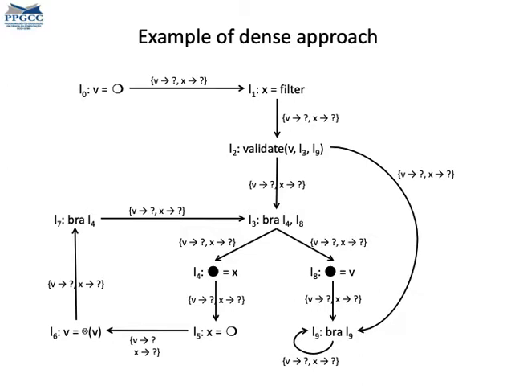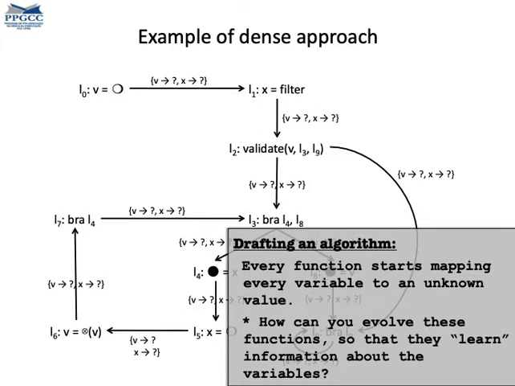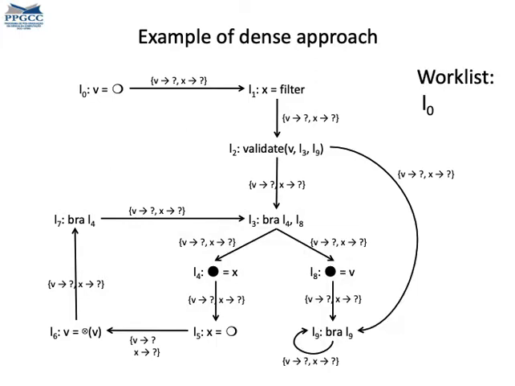We start by mapping every variable to undefined at every program point. That's why we have these maps of variables to question marks everywhere. The question now is how we can iterate the analysis so that we replace these question marks with either a C for clean or a T for tainted. We will use a work list, of course. So we initialize the work list with L0, which is the first instruction in the program.